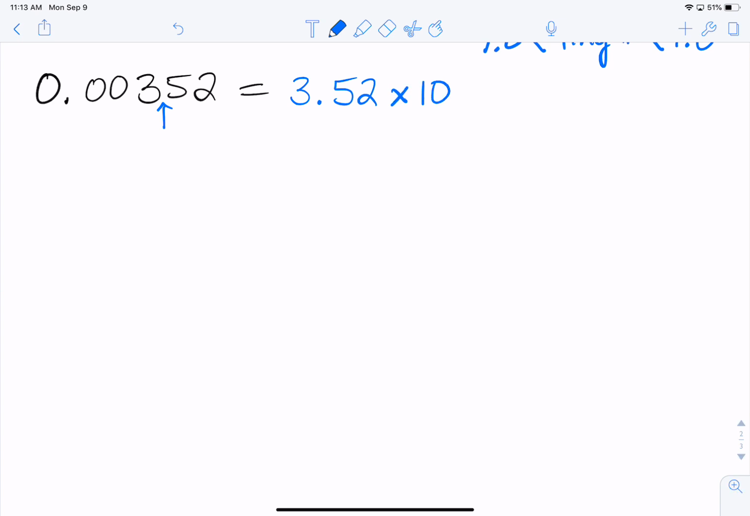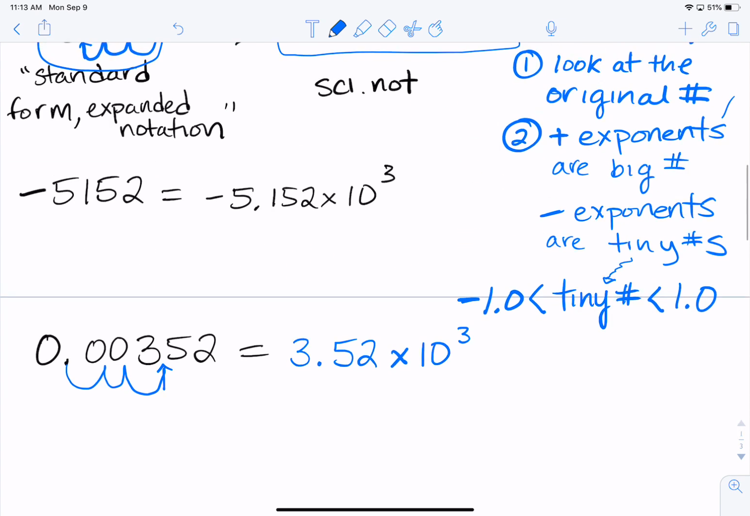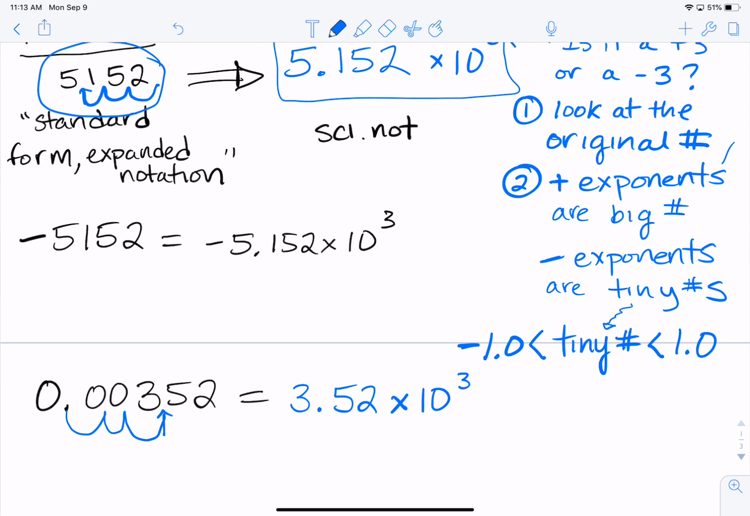Now we need to determine the exponent. We shifted our decimal 1, 2, 3 places, so we're going to go ahead and put a 3. We're not done yet. We have to say, okay, self, the original number. Remember our rules right here? We got to look at the original number. So the original number was 0.00352, and that's tiny, therefore the exponent must be negative. So we're going to go ahead and make that negative. And there's our answer.